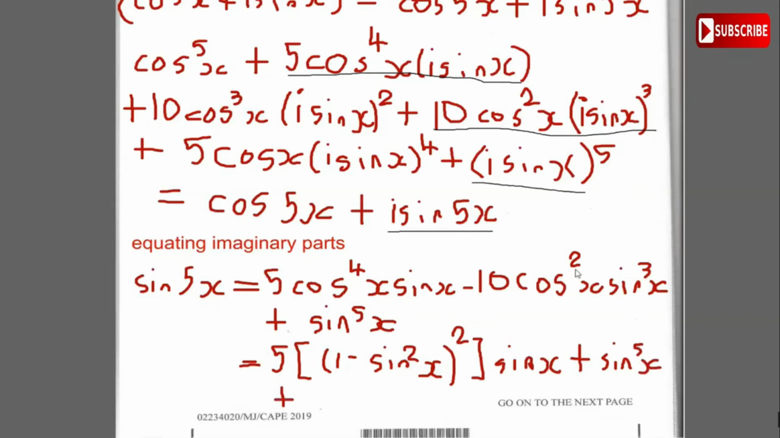Plus, and right here now, I'm going to change the cos squared to 1 minus sin squared, so it becomes plus 10 times 1 minus sin squared x times sin cubed x. We're almost finished, man. Two more lines. Nice. So now to expand out 1 minus sin squared, that's going to be first term squared, minus twice the product of the two, plus second term squared. So let's do that.